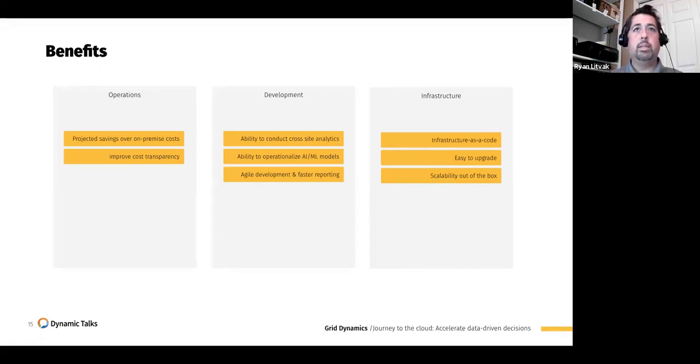From a development standpoint, we're now able to leverage data across sites, not just trapped within one site, to be able to develop analytics that can span multiple sites and can give you an entire view of a region or even globally. Additionally, we're able to operationalize the AI ML models that we're starting to build.